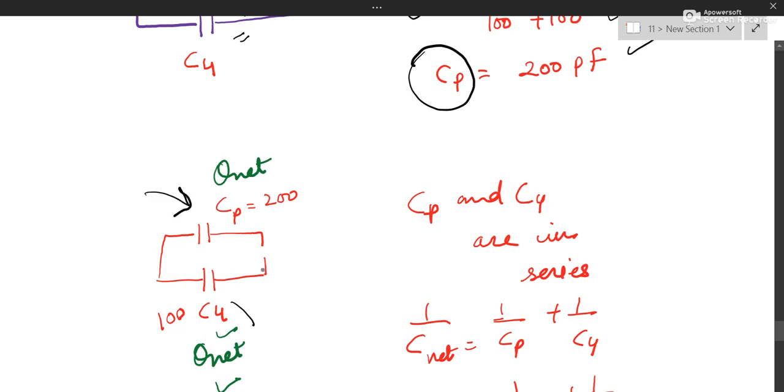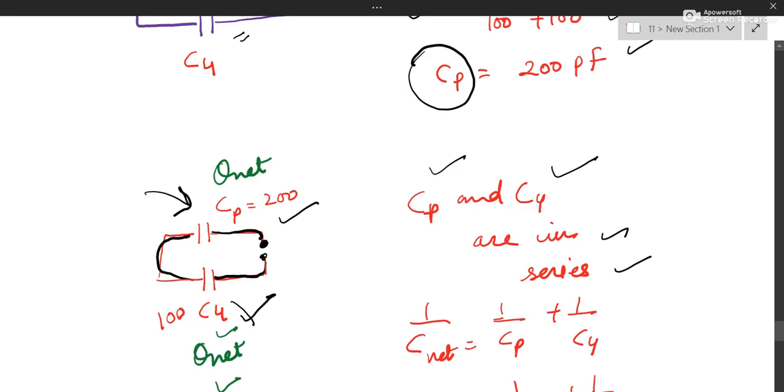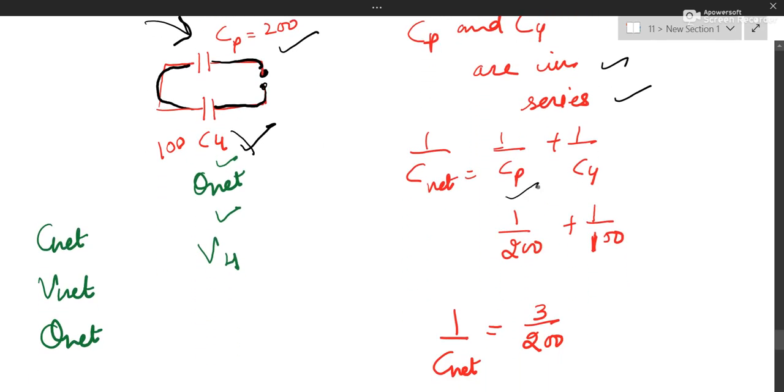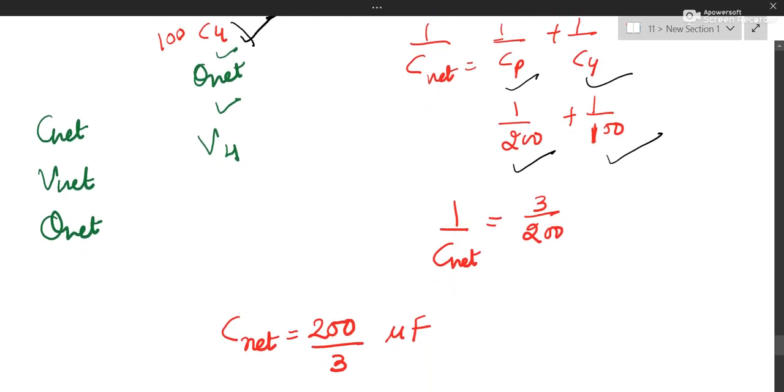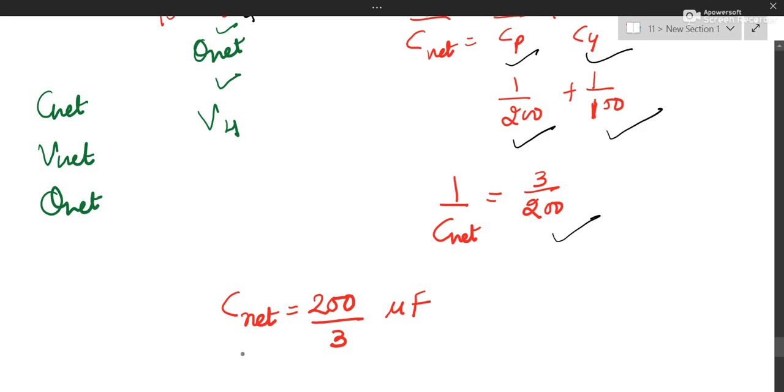And C4 is as it is and this battery is as it is. Now because they are connected via the same wire, they both are in series. CP and C4 are in series. So use the series formula: 1 by C net is equal to 1 by CP plus 1 by C4, which is 1 by 200 plus 1 by 100. Take the LCM, do everything. So your C net is ready.